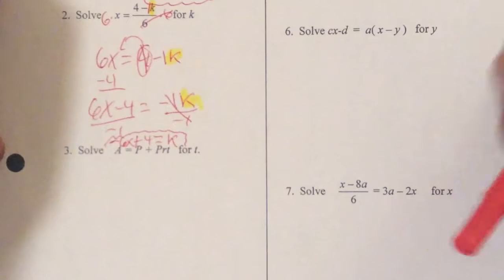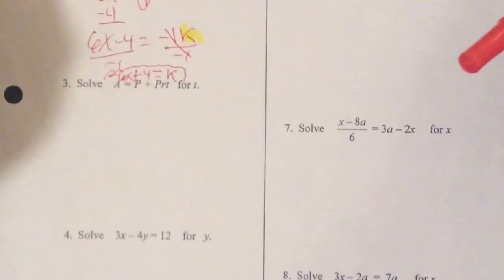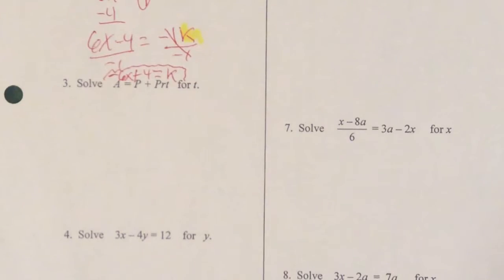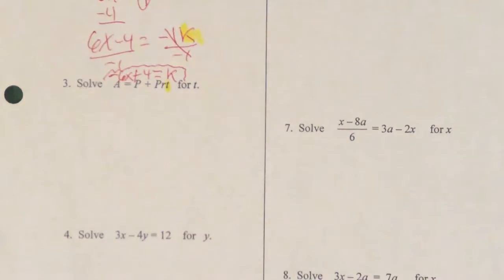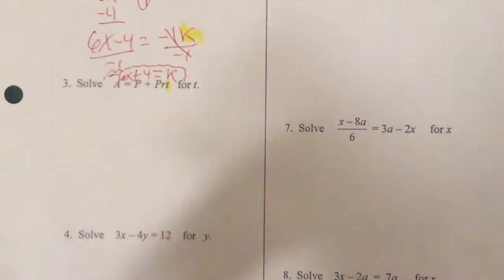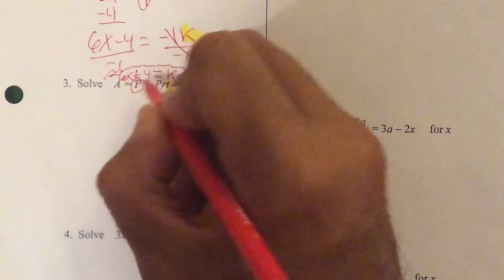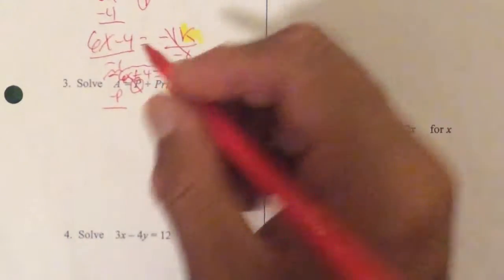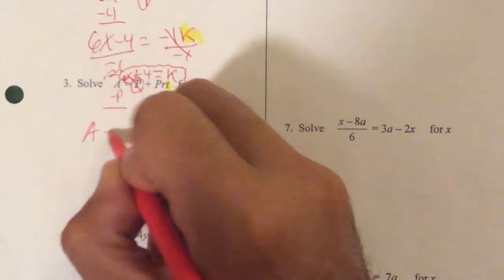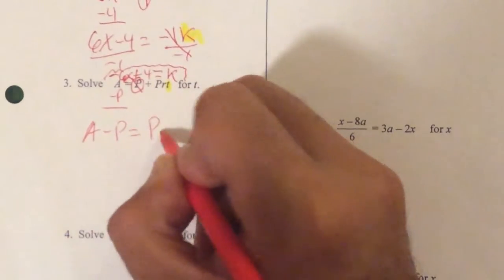Okay, moving on. Number 3. Solve a equals p plus prt for t. So obviously we're solving for t. So the first thing I need to do is move the p that does not have the letter t. So that will be this one. So the opposite of a positive p is a minus p. So that means I have a minus p equals prt.